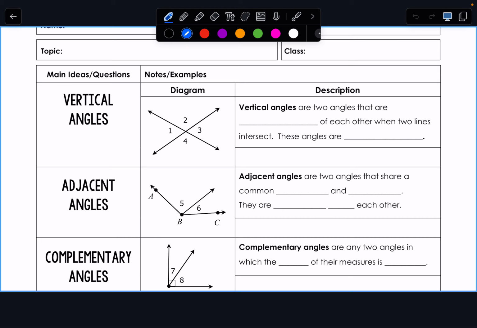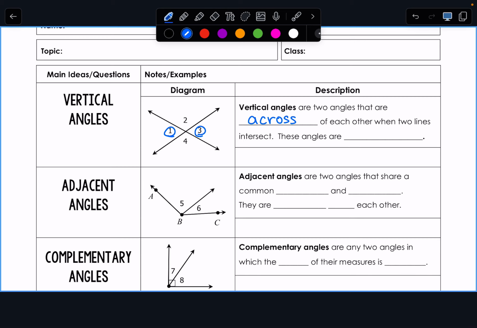The word I want you to write here is across. Vertical angles are across from each other when we have two lines that intersect. So notice how we have two lines that intersect. Angles 1 and 3 would be considered vertical angles.